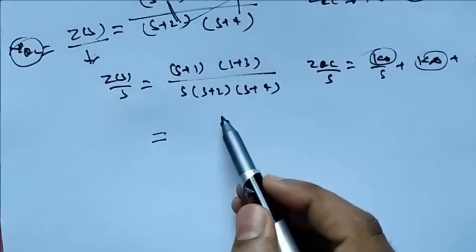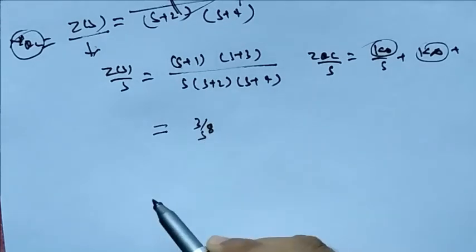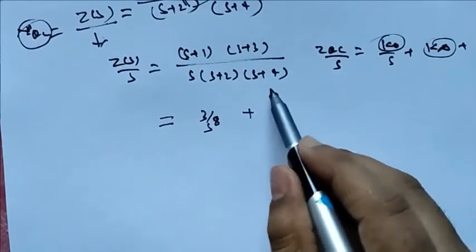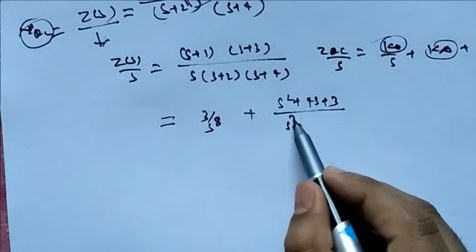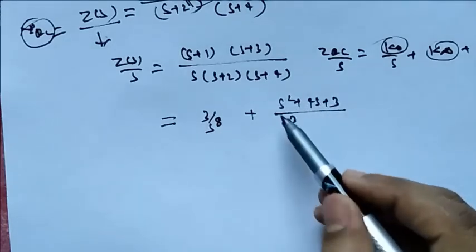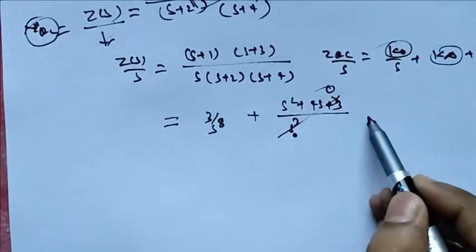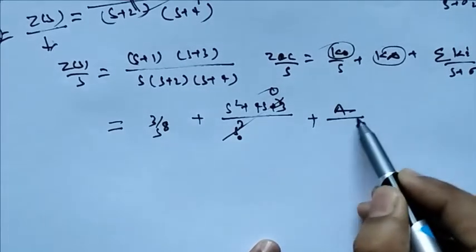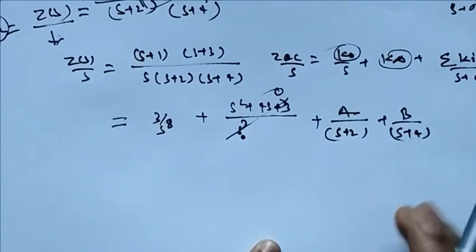Put S equal to 0, it is going to come as 3 by 8. So it is going to be 3 by 8 S. And if I want to find K infinity, I multiply by S squared over S cubed; there is an odd power in the term. If I put S equal to infinity, this term is going to be 0. So K infinity will be 0, and the third term is going to come as A by S plus 2 plus B by S plus 4. Now this is your partial fraction.